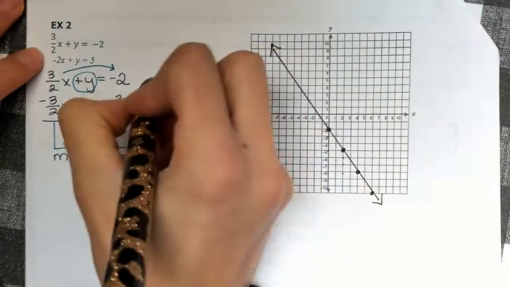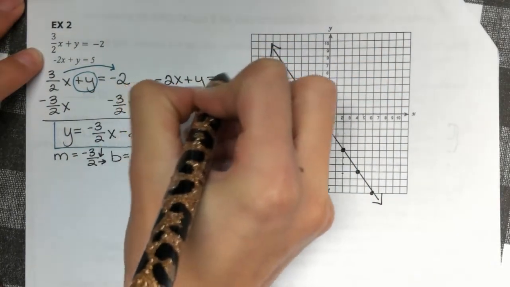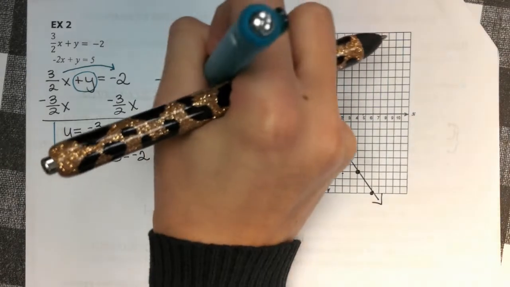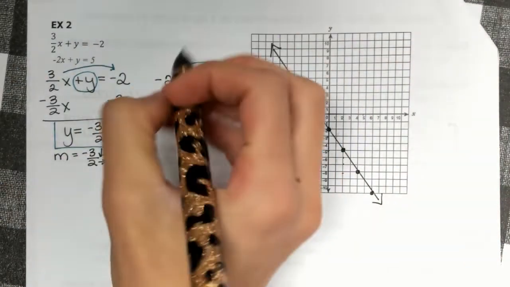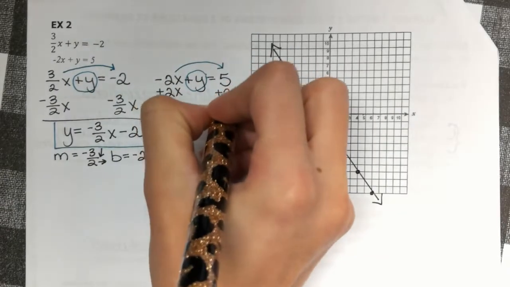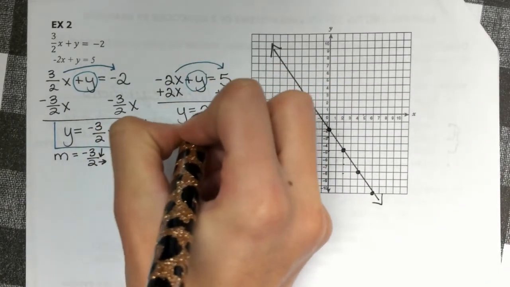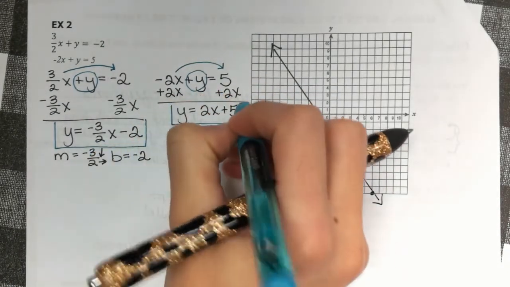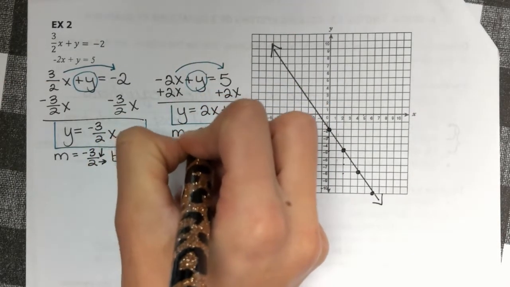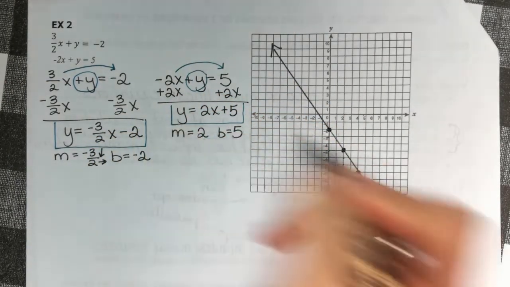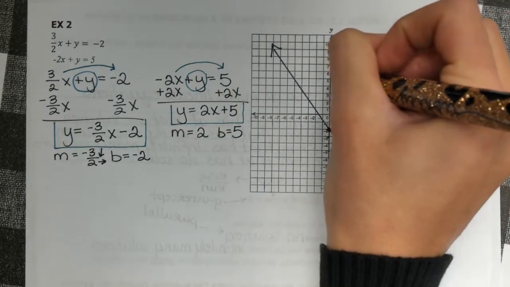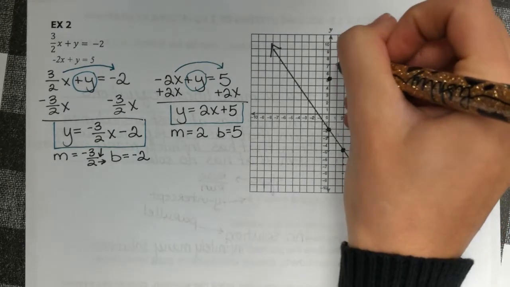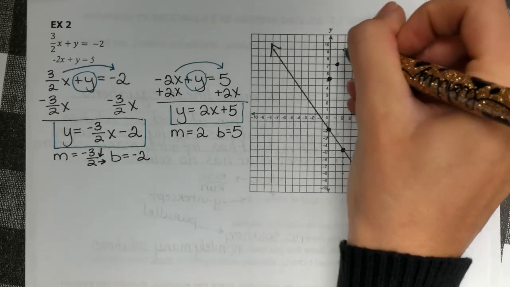Okay, so then I'm going to look at negative 2x plus y is equal to 5. I need to solve for y. So I'm getting my negative 2x to the other side by adding 2x. And y will equal 2x plus 5. What's going to be my slope? What's my y-intercept? So I'm going to plot 5. And I'm going to go up 2 to the right 1. If it's a whole number, you only go over 1.